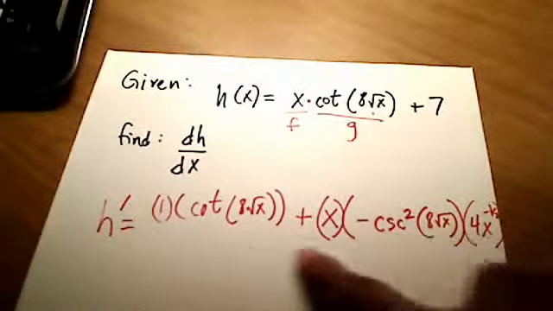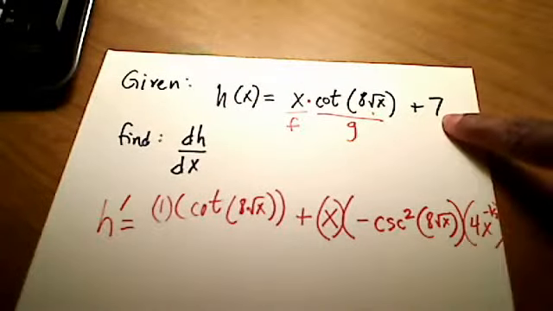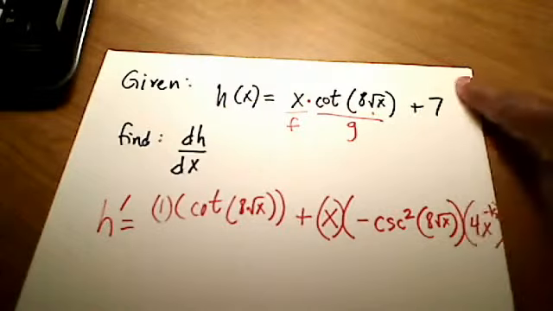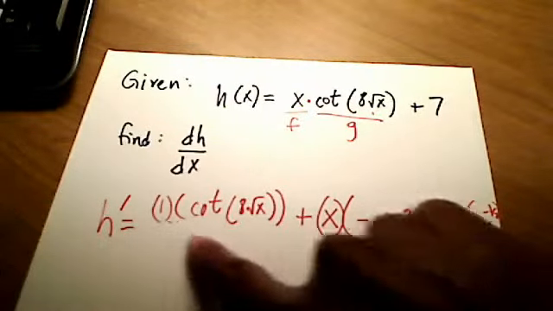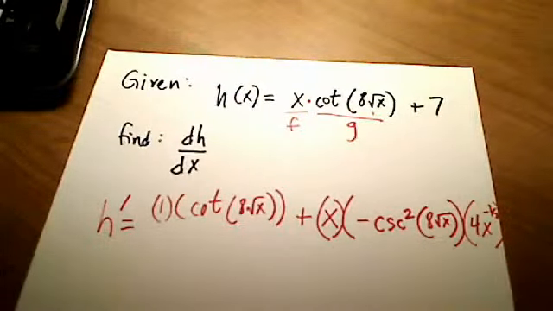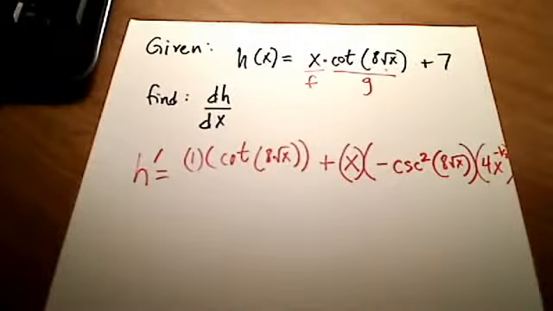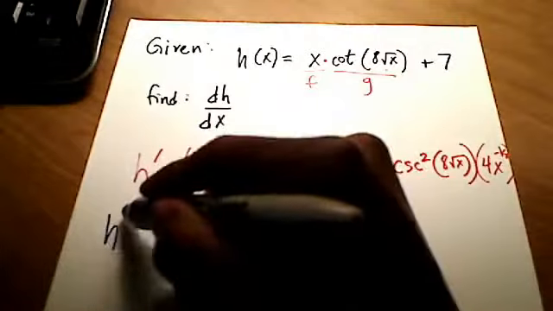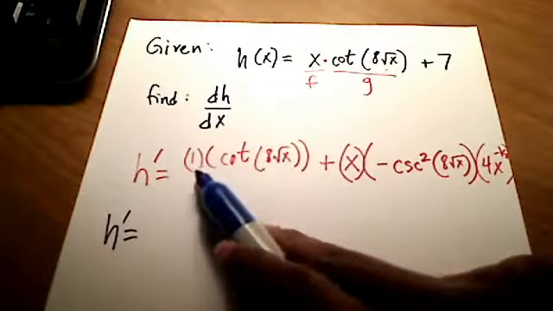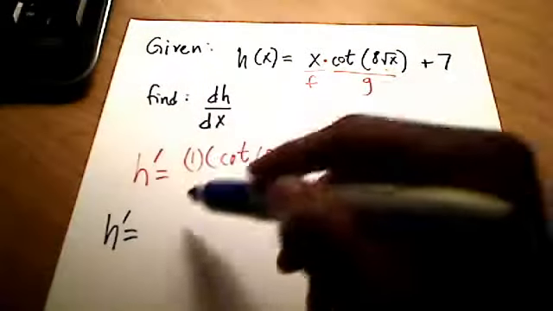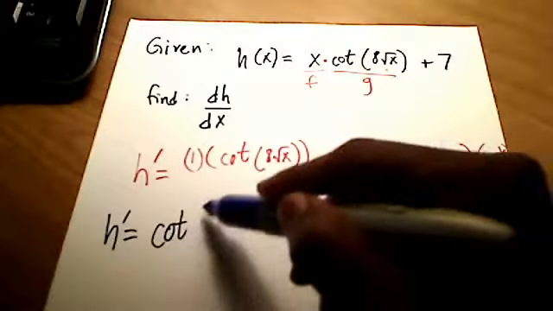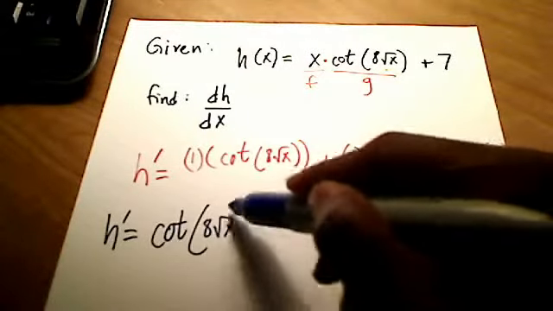here's what we've got. This is really huge and nasty, and again, if I kept going, the derivative of this constant is just a 0 anyway, so I'm not even going to bother with that. So let me clean this up a little bit more, because we can simplify that down. That really is our answer, but let's simplify it down a bit. Okay, so I've got h prime is equal to, and again, 1 times this cotangent is not going to change anything, so I'm just going to simply write it as cotangent of 8 square root x.